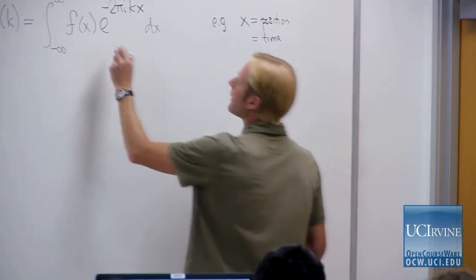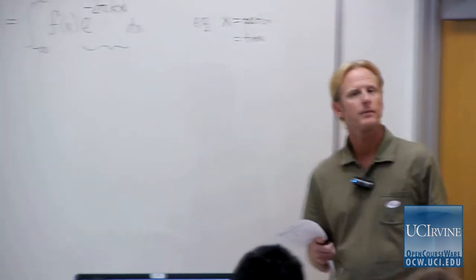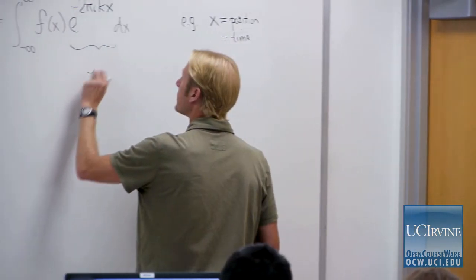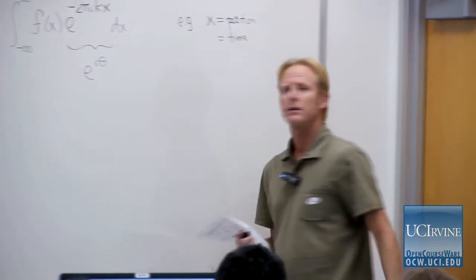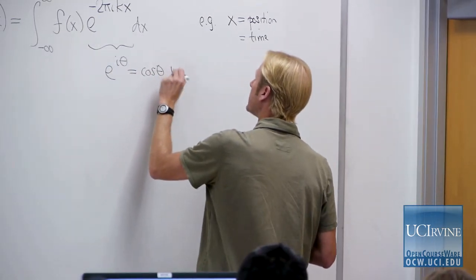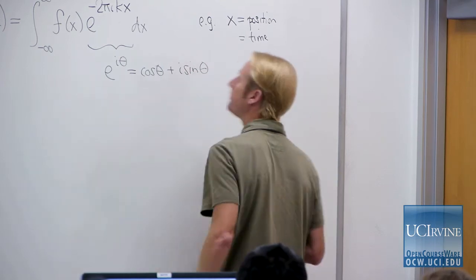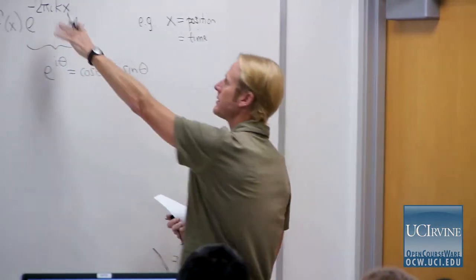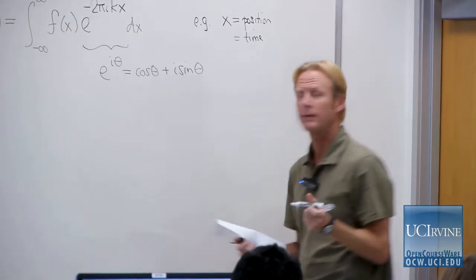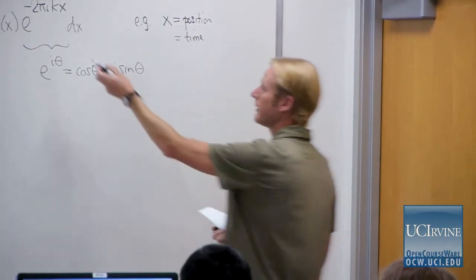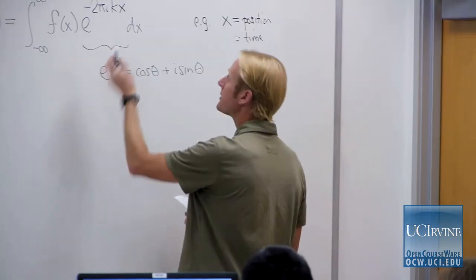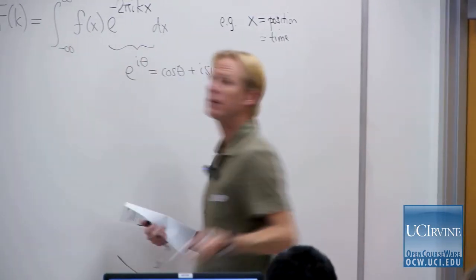Okay? And this complex exponential contains oscillatory contributions, sines and cosines, thanks to the famous Euler relation, which says that e to the i times a variable, say theta, is equal to cosine theta plus i sine theta. Okay? So this is an oscillatory function, and as we're going to see, the process of doing this transform, the integration, and multiplying by this oscillatory function, it's going to actually pick out the oscillatory components of x and express them in terms of the variable k.